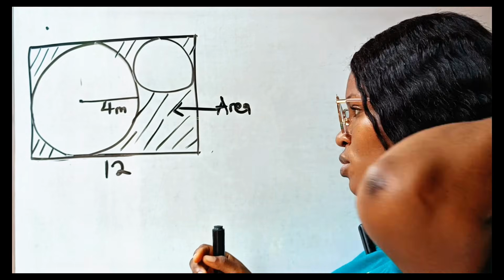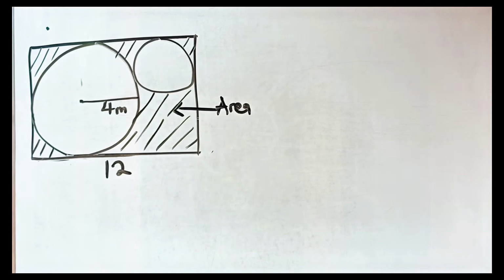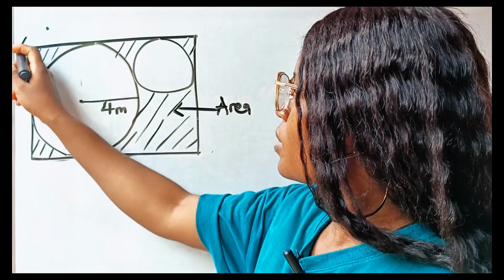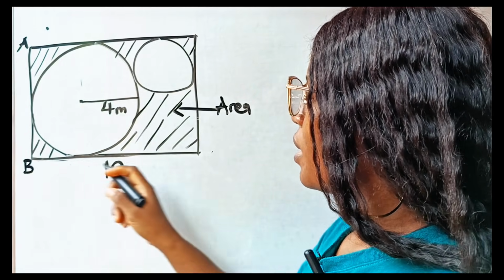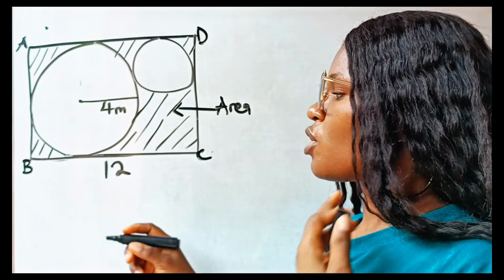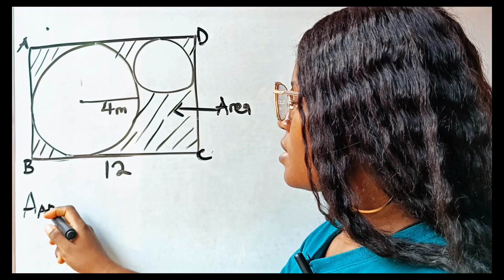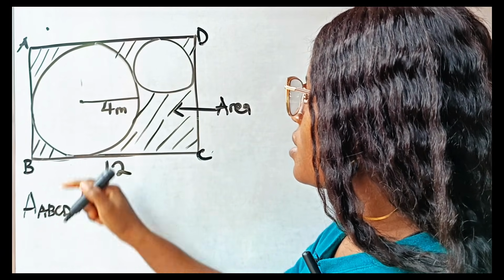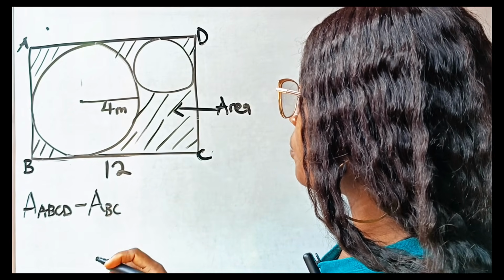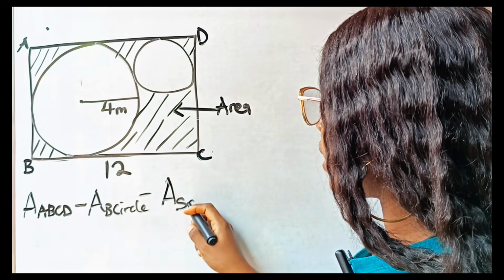First of all, I want you to notice that the area of this shaded portion can be found if we have the area of the rectangle. Let's call this A, this B, here C and here D. It's going to be the area of ABCD minus the area of the bigger circle, minus the area of the smaller circle.